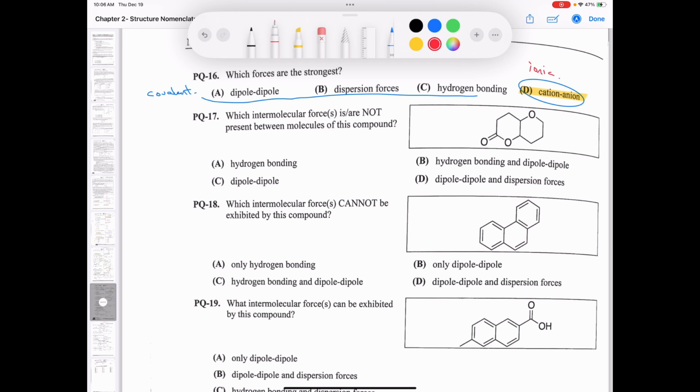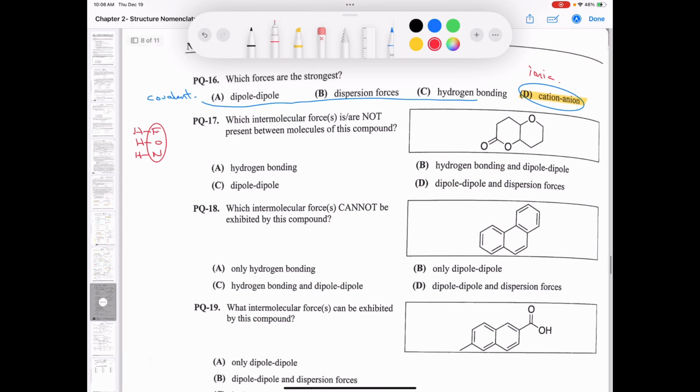All right, which intermolecular forces are not present in the following compound? Well, keep in mind that if you want to have hydrogen bonding, you have to have a bond between hydrogen and oxygen, hydrogen and fluorine, or hydrogen and nitrogen. Sometimes we remember this as FON. Okay, you got to have one of those. And you can see that we have oxygens in this molecule, but there's no bond between oxygen and hydrogen. And so there's no hydrogen bonding, and so we can cancel out those two.